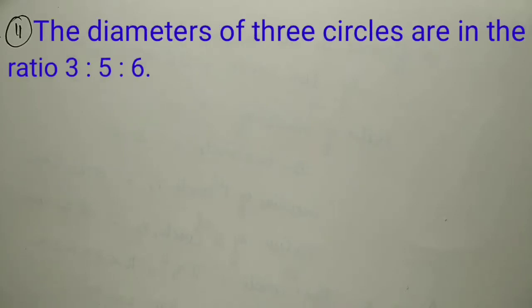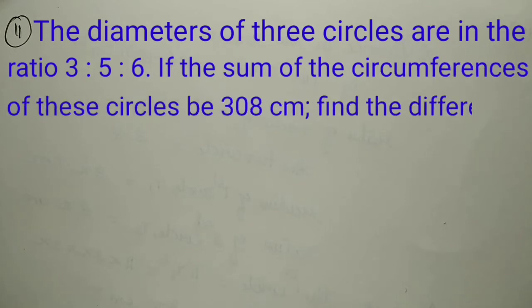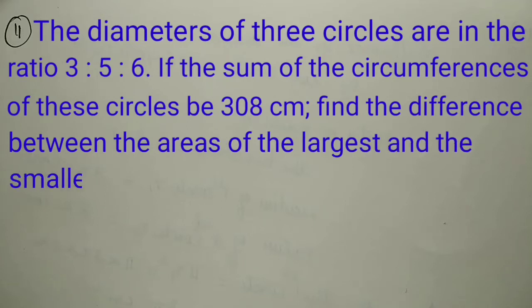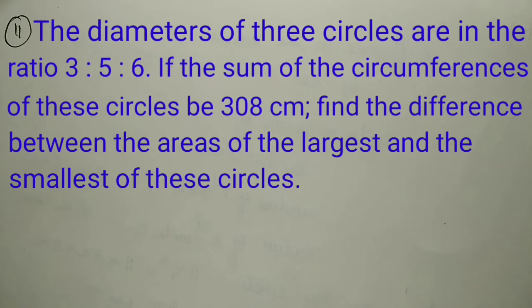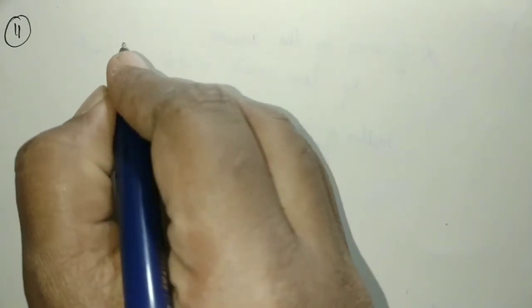Question number 11. The diameters of three circles are in the ratio 3:5:6. If the sum of the circumferences of these circles is 308 centimeters, find the difference between the areas of the largest and the smallest of these circles.